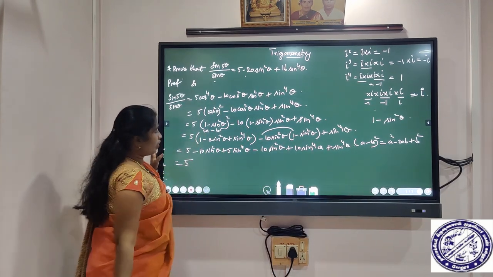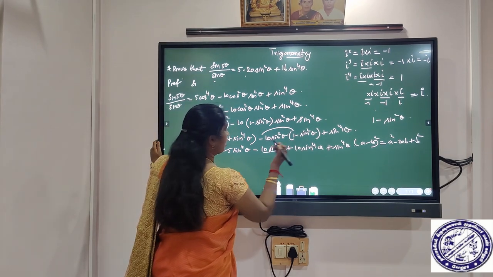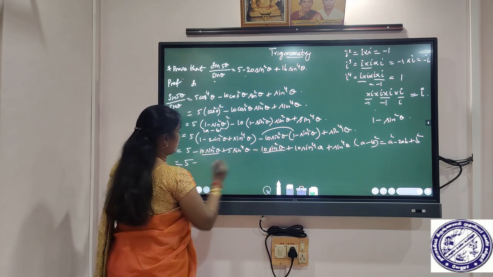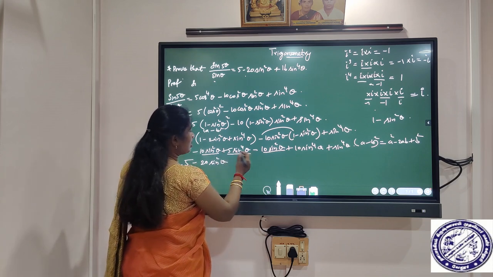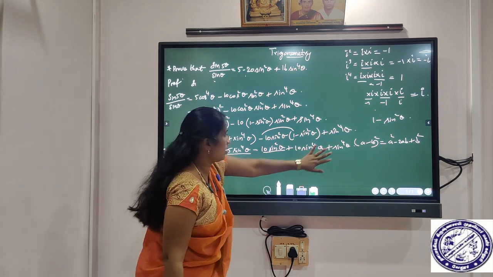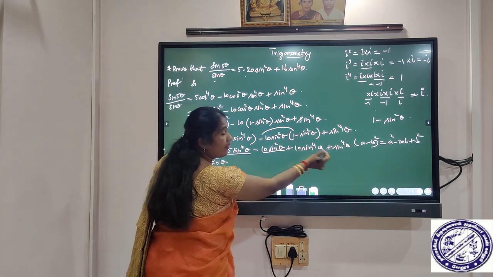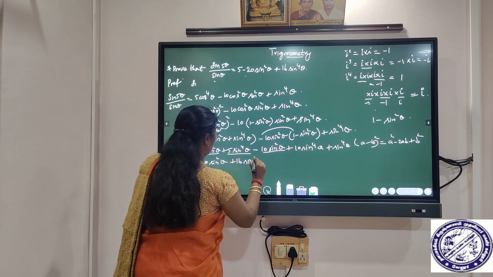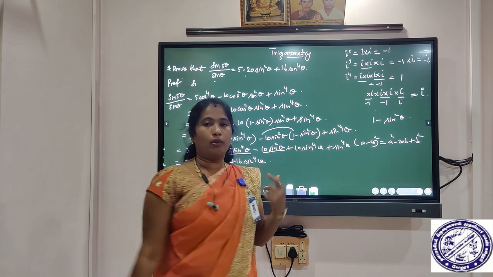Okay, now we are going to add these terms. Here sin square theta and here also sin square theta, so add these two terms: 10 minus 10 minus 10, that is minus 20 sin square theta. Here sin power 4 and here also sin power 4, so add these three terms: 5 plus 10 is 15, plus 1 is 16, so 16 sin power 4 theta. So hence we have proved this problem. Thank you.